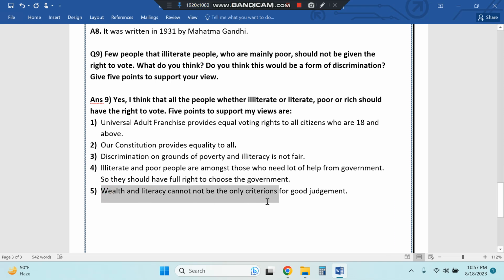Then, wealth and literacy cannot be the only criteria for good judgment. It is not necessary that people who are poor or illiterate will always make a bad decision, and that people who are rich and literate will always make a good decision. So these are not the criteria for good judgment.